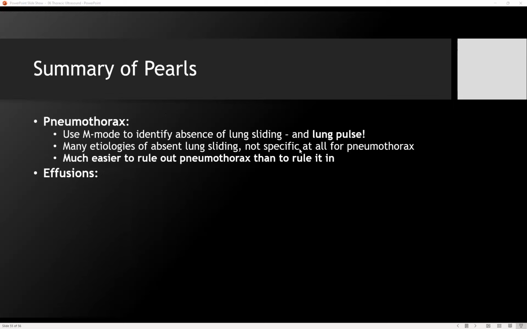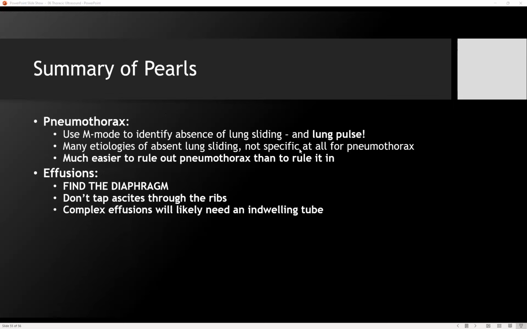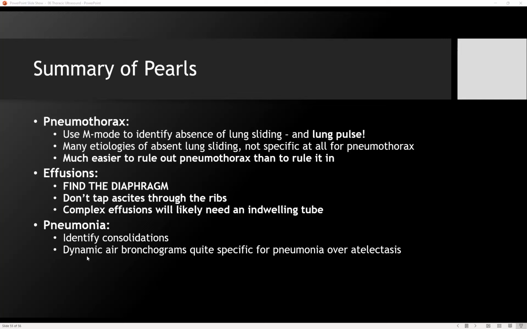For effusions, make sure you find the diaphragm. Don't tap ascites through the ribs. Complex effusions will likely need an indwelling tube. Not sure why I thought that was relevant for today. And then for pneumonia, you can identify consolidations, and knowing that dynamic air bronchograms are very specific for pneumonia over atelectasis may at times be helpful.